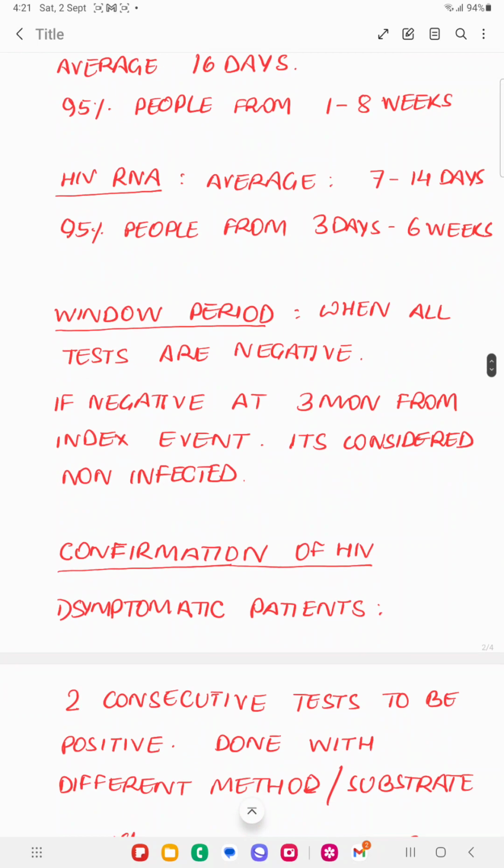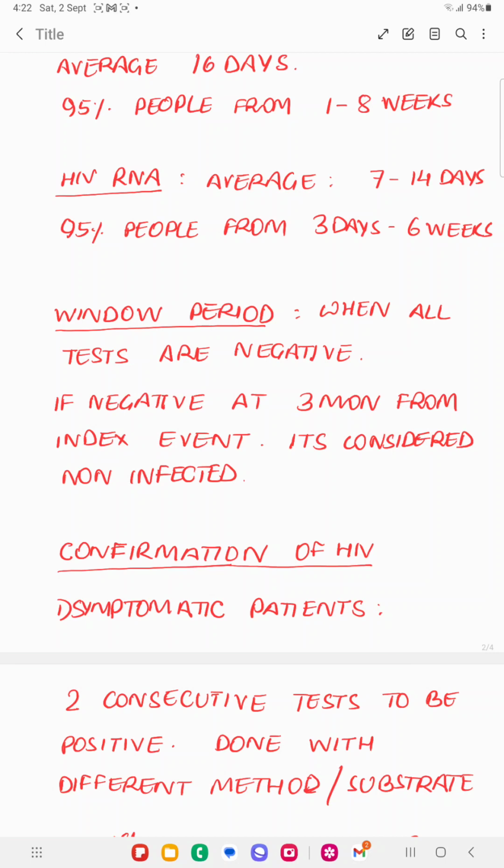So we have realized that there is a period when all the tests are negative, and this is known as the window period. The first 2 to 3 weeks are very crucial, where many of the tests may still remain negative. If the patient remains negative at 3 months from the index event, it is considered non-infected, because by then almost all patients have antibody positivity. The antibodies, once they appear in the blood against HIV, remain there lifelong.